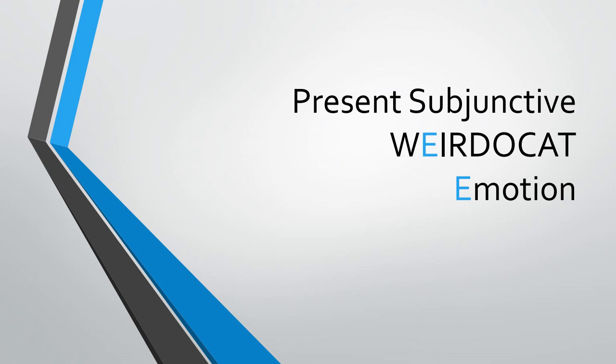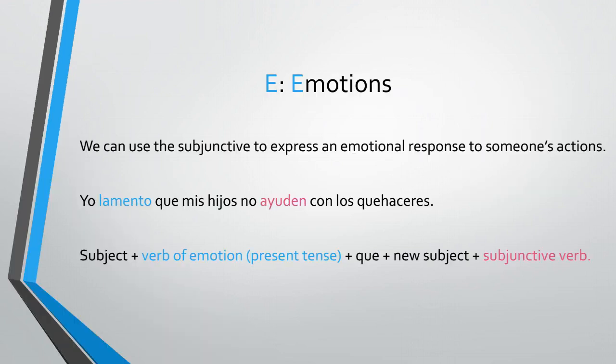So today we're going to start with emotion. So the E in Weirdo Cat stands for emotion. And this isn't just any kind of emotion. This is specifically an emotional response to someone else's actions.